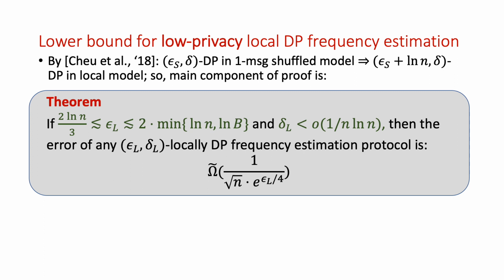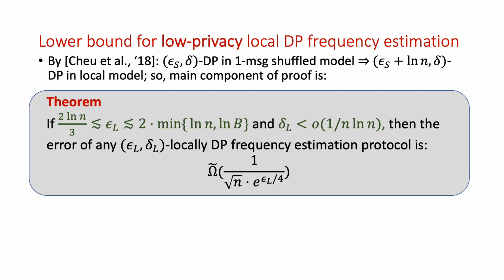The first idea of the proof is to use a reduction that was observed by Cheu et al. a few years ago, which shows that any epsilon_S, delta differentially private protocol in the single message shuffle model implies the existence of an equivalent protocol in the local model, which is epsilon_S plus the natural log of n, delta differentially private. And what this means is that if we can show a lower bound for locally differentially private protocols for frequency estimation, where the epsilon parameter is roughly the natural log of n, we can get a corresponding lower bound for the single message shuffle model. And this is exactly what we do.